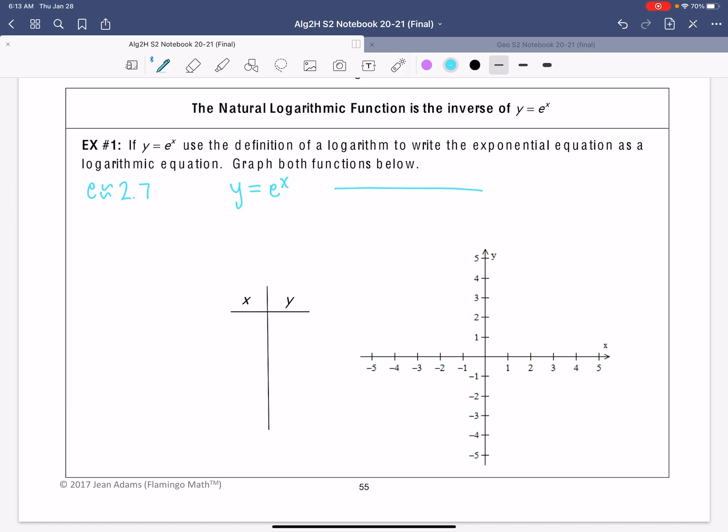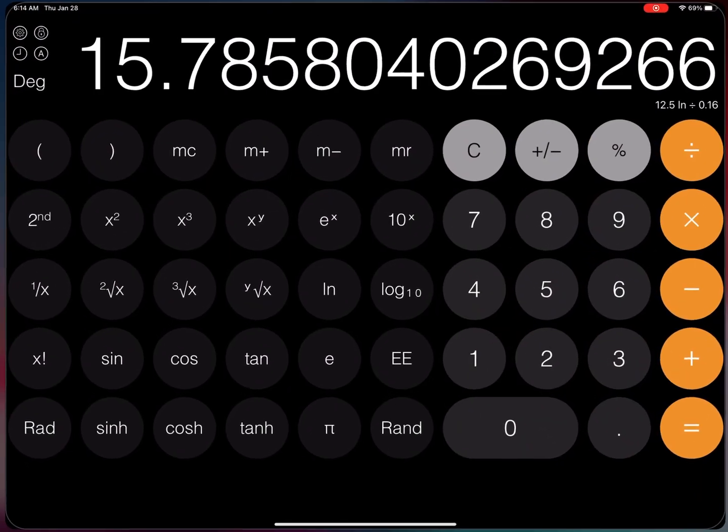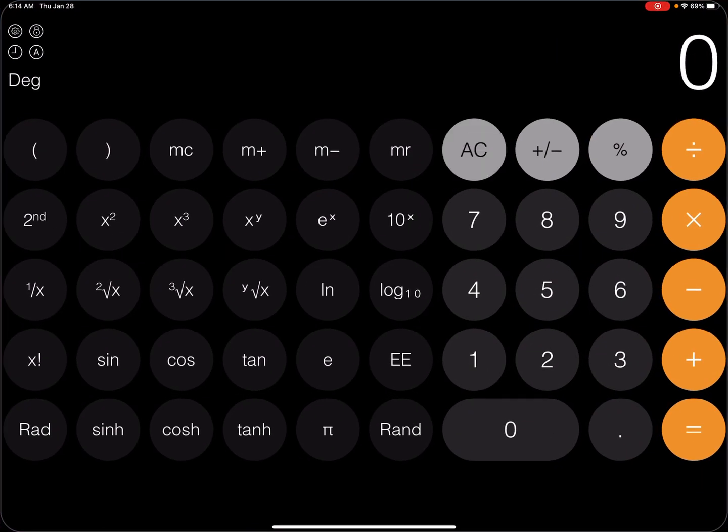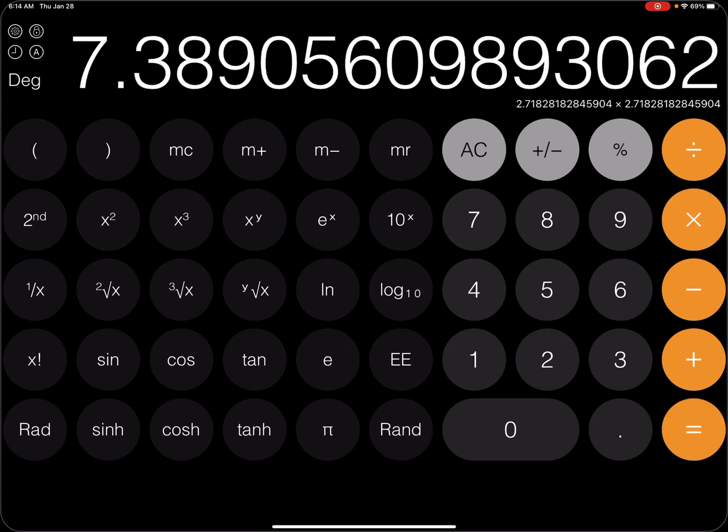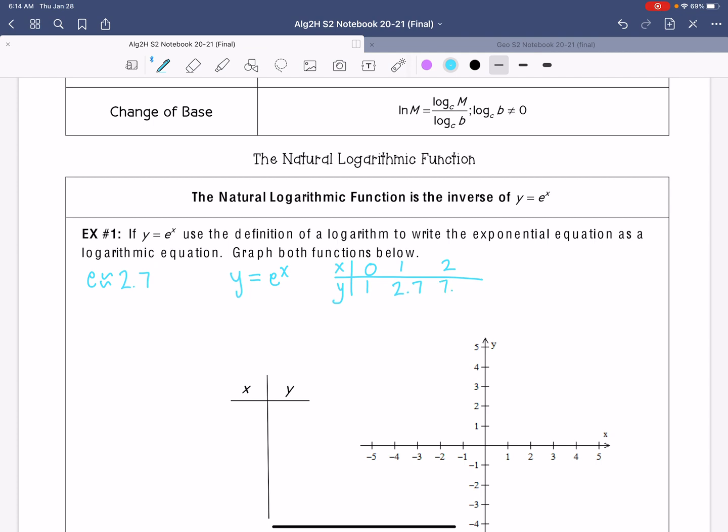So we're going to go ahead and make a t-chart. These are my x values. These are my y values. These are going to be for e to the x power. So let's start with 0. e to the 0 power, or anything to the 0 power, is going to give me 1. If we plug in 1, we would get e to the first power, which is approximately 2.7. If we plugged in 2, let's do that on our calculator. If we did e times e, there's an e button right here. So e times e will equal approximately 7.4. All right, so that's good enough, 3 points.